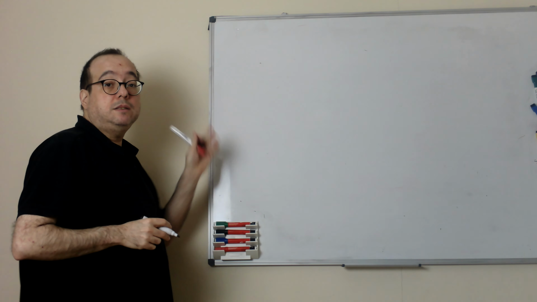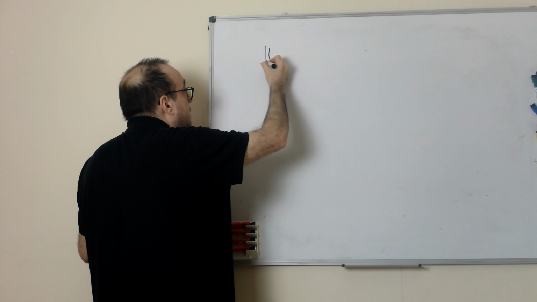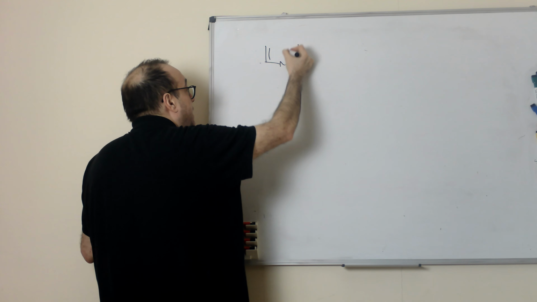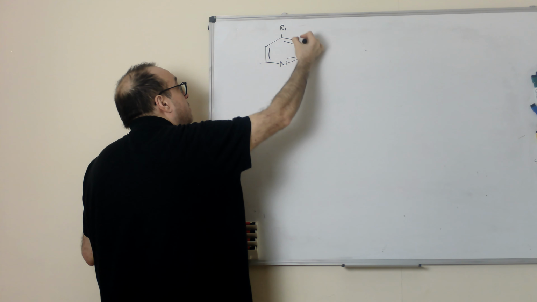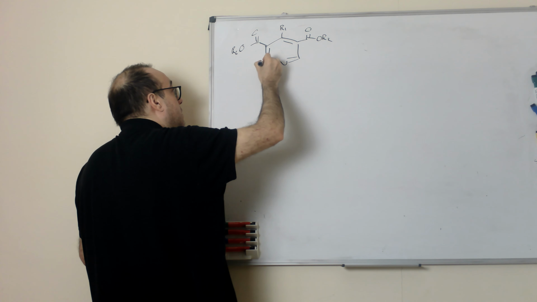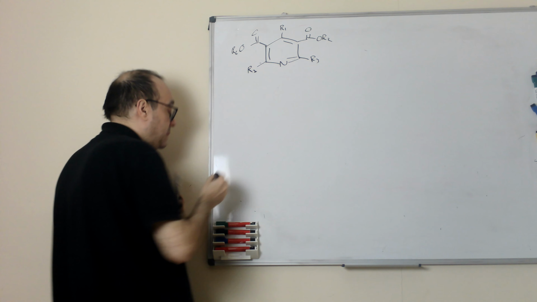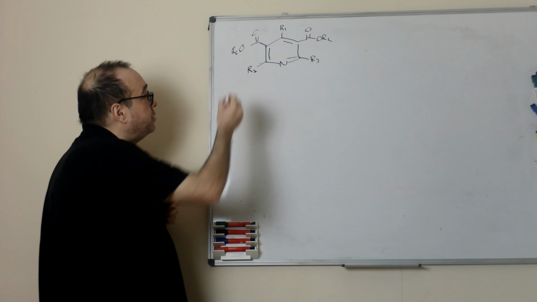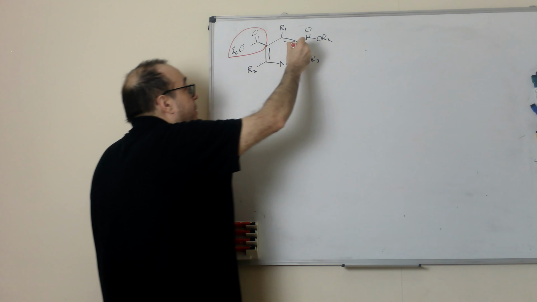We will do the second synthesis of pyridines. In this second synthesis, the requirement for the pyridine is that in positions 2 and 4 we have an electron withdrawing group.